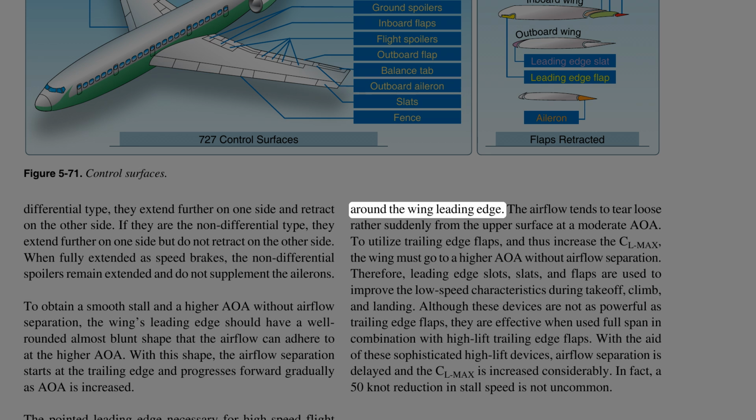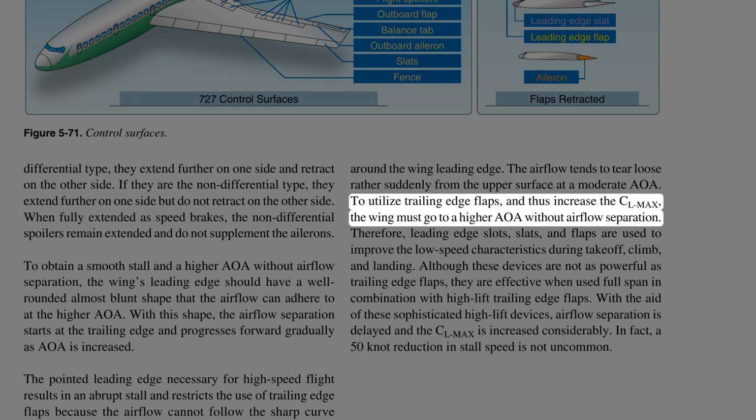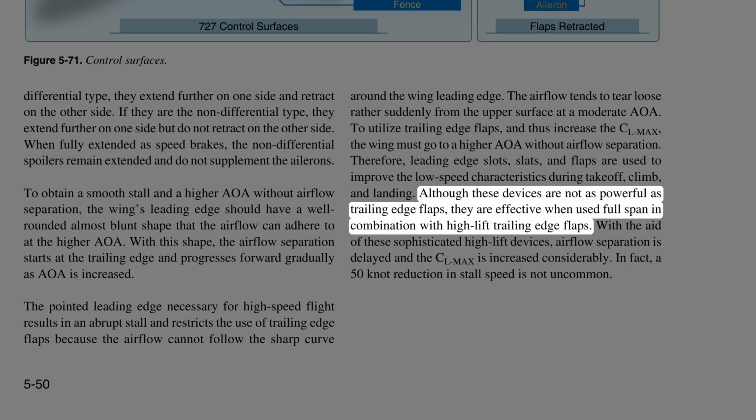Around the wing leading edge, the airflow tends to tear loose rather suddenly from the upper surface at a moderate AOA. To utilize trailing edge flaps, and thus increase the CL max, the wing must go to a higher AOA without airflow separation. Therefore, leading edge slots, slats, and flaps are used to improve the low speed characteristics during takeoff, climb, and landing. Although these devices are not as powerful as trailing edge flaps, they are effective when used full span in combination with high lift trailing edge flaps.